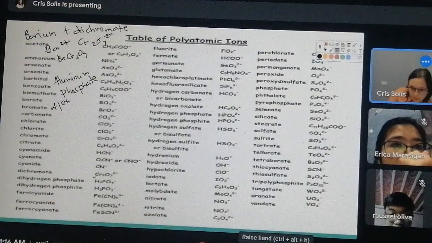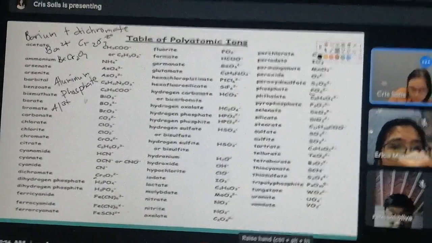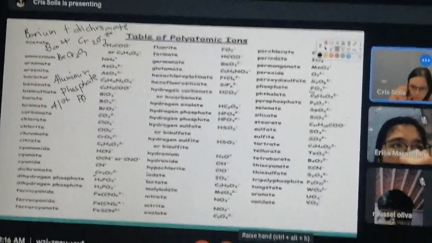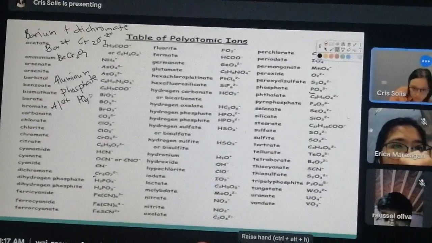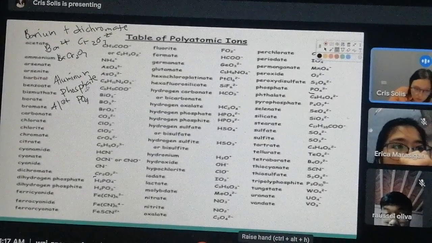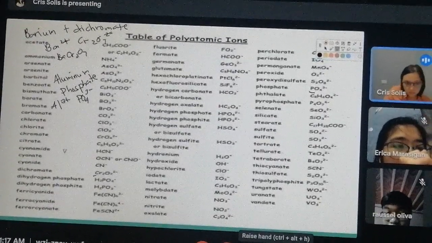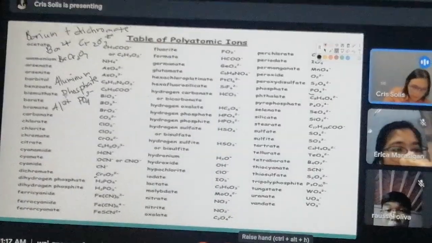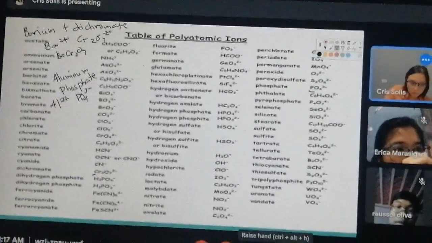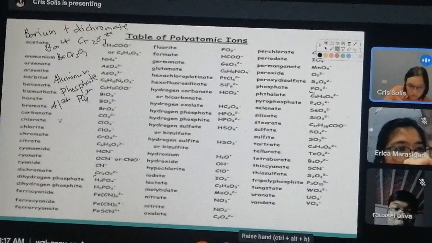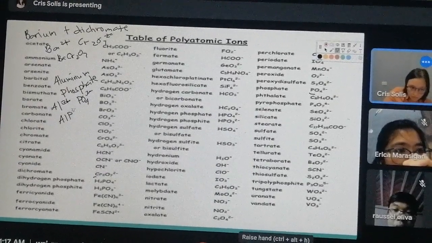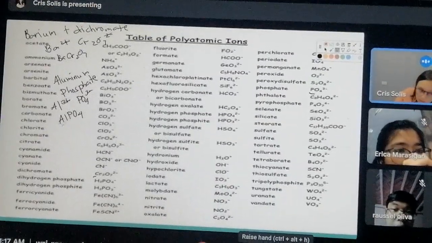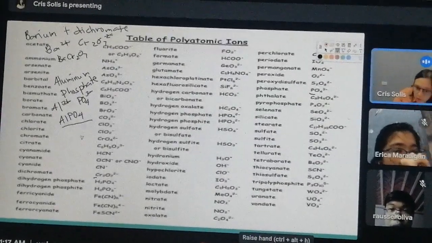Phosphate naman po, it's here. It's written as PO4, and the charge is 3 negative. Since they both have 3's in them, cancel na lang yung charge. So we're going to write it down as AlPO4. This is aluminum phosphate. This is the formula for aluminum phosphate.